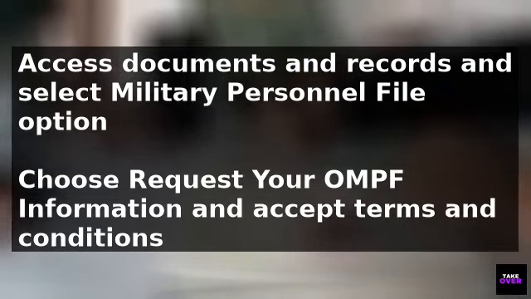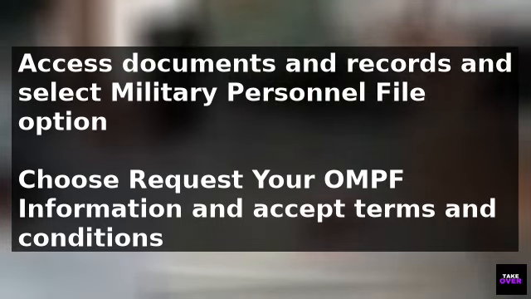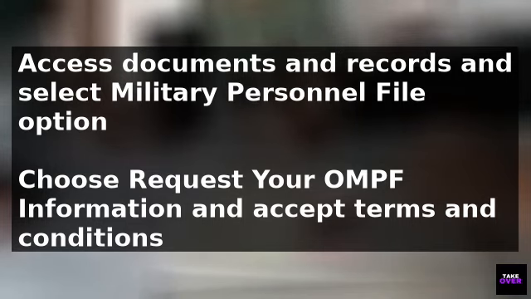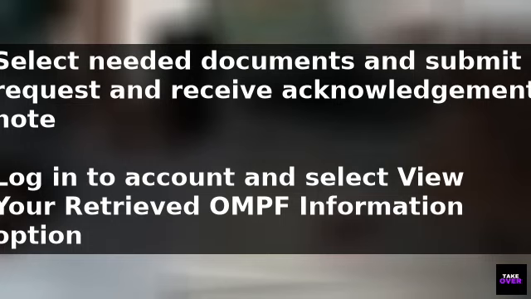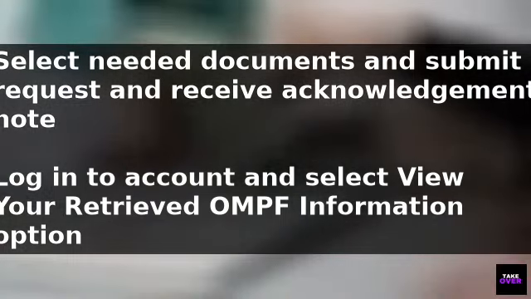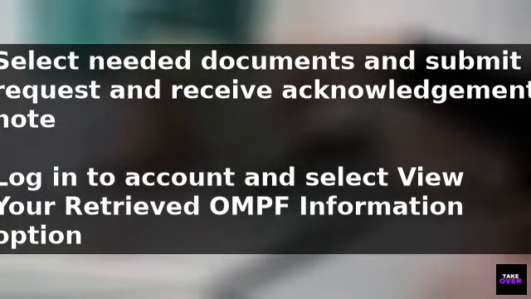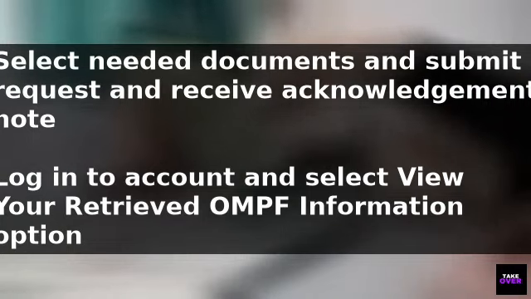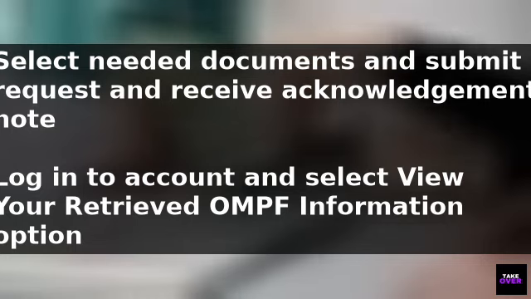Choose the Request Your OMPF Information option. Accept the terms, and enter your email address and branch of service. Select the documents you need and submit your request. The system will send a submission acknowledgement note, and you will be notified via email when your documents are ready.